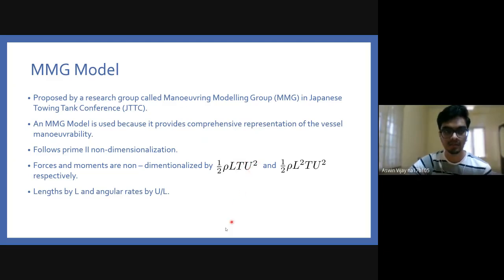That means it is a combination of the longitudinal and sideways velocity. You take this vector sum of the velocities, and the moments are non-dimensionalized by half rho L square T U square. The lengths are non-dimensionalized by L and the angular rates by U by L.